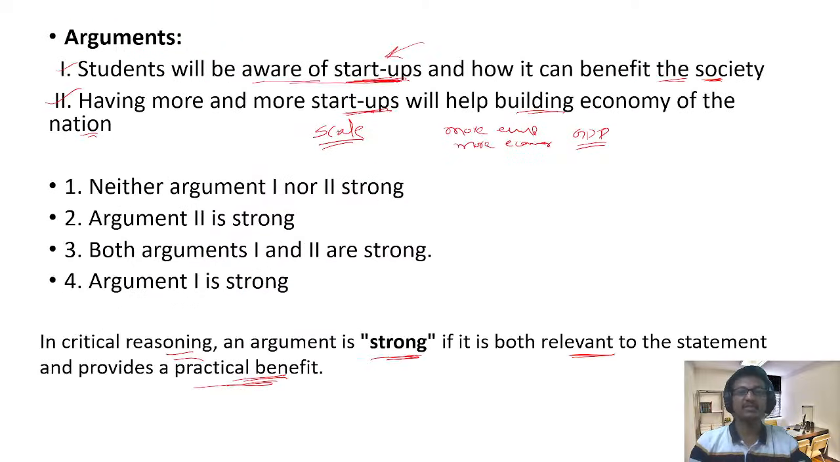That means it helps in building the economy of the nation, and it also provides benefit to the society. How? By creating more employment and by improving the economy. So both arguments 1 and 2 are strong in this case, so option 3 is correct. This is how you should analyze.